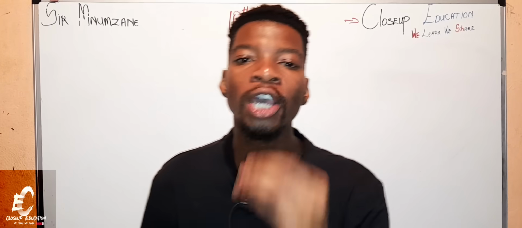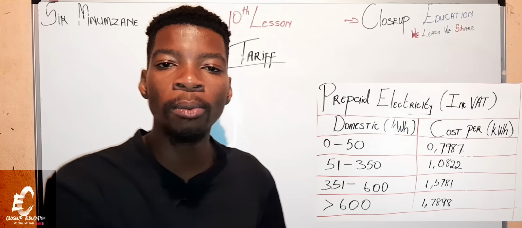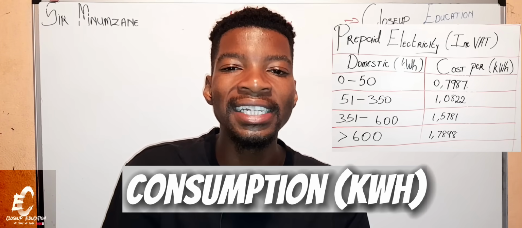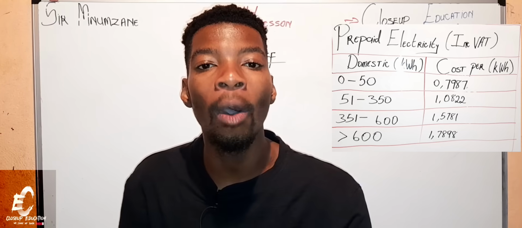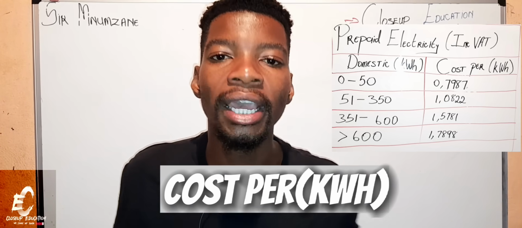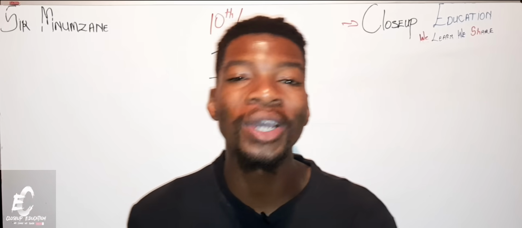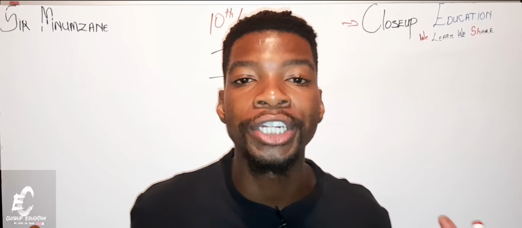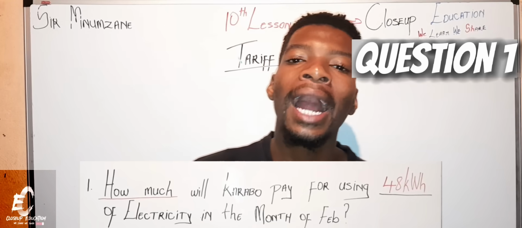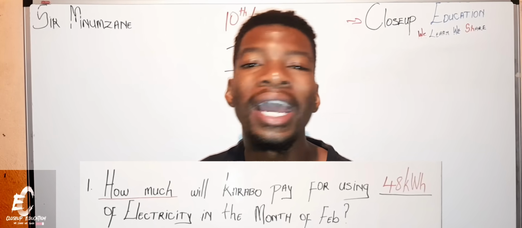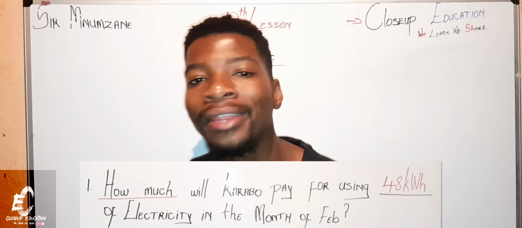They charge us using this very table. This table consists of two columns: the consumption of electricity in kilowatts per hour and the cost of that electricity in rands. The best way to understand how to calculate tariffs is to answer these questions. Our first question says Karabo used 48 kilowatts per hour in the month of Feb. Calculate the amount he has to pay for the month of Feb.